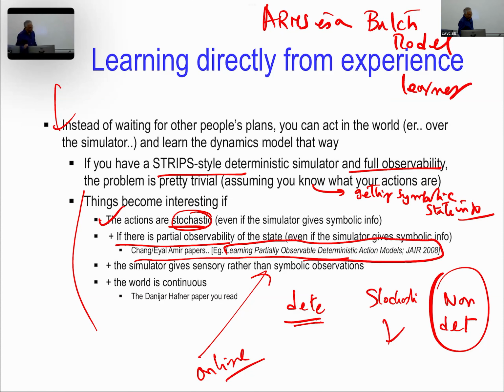Okay? And then finally, the world is continuous and short horizon. That means it's not only that the simulator gives sensory observations, the task itself is continuous. It's not a Blocksworld task for which I'm giving you sensory information. It is a robot dancing task for which I'm giving you sensory information. In that case, there is no simple way to extract a symbolic version. So it becomes an actual control problem, a continuous control problem.